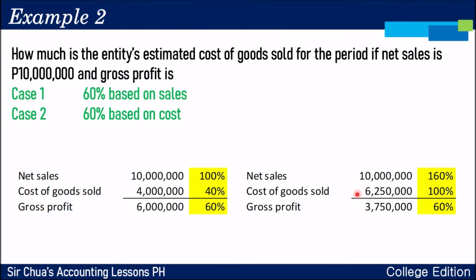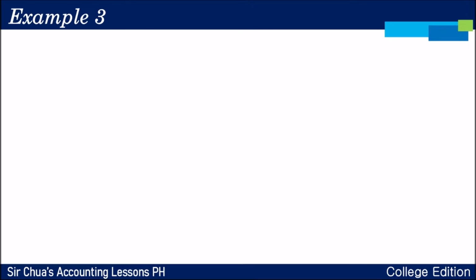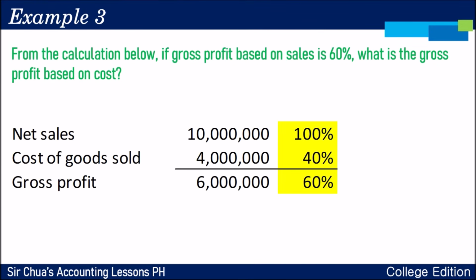Okay, let's try to play some more about the percentages with example number 3. From the calculation below, if gross profit rate based on sales is 60%, what is the gross profit rate based on cost? So, pinapa-transform naman po sa atin kasi the gross profit rate is based on sales. Paano mo siya i-express ng equivalent percentage niya kung ang gross profit rate is based on cost? So, ang mangyayari, yung cost of goods sold mo ngayon ang magiging 100%. Okay? So, saan nakabase? Dun sa 4 million. So, 10 divided by 4, that's 2.5. Okay? And then 6 divided by 4, that is 1.5.